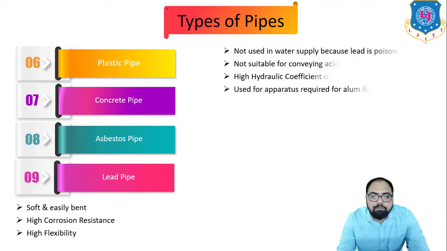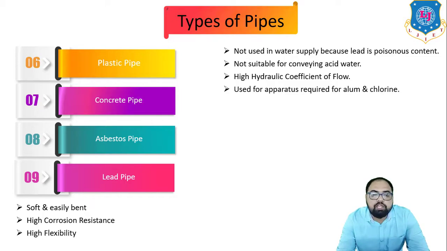The next type of pipe is the lead pipe. This type of pipe is soft and easily bent. It has high corrosion resistance and is highly flexible. This type of pipe is not used in water supply because lead is a poisonous content. This type of pipe is not suitable for conveying acid water.